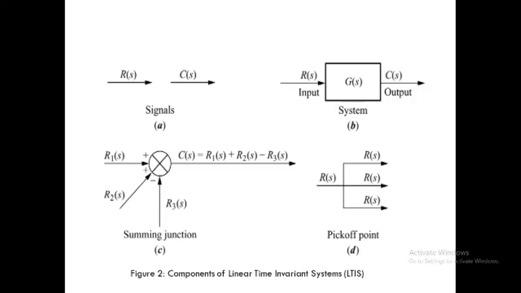Now see diagram D. It is the pick-off point, meaning R(s) is considered as input, and this R(s) is divided into three parallel parts from a common junction point: the first line is R(s), the middle line is R(s), and the last line is also R(s). These are components of a linear time invariant system, that is, an LTI system.